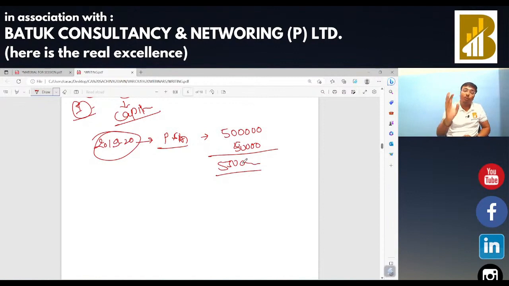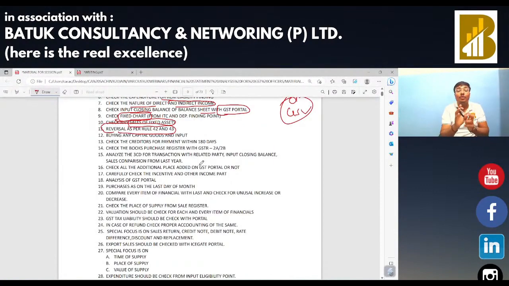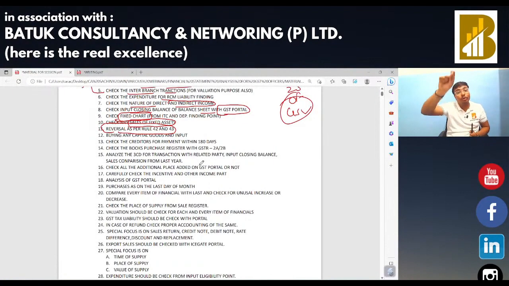Okay, 5% per quarter or part of the quarter, we need to check the same as per rule number 42 and 43. For more analysis, you can go to the video for rule number 42 and 43. But from the financial statement analysis point of view, you just need to check the fixed assets chart, and if you find any buying and selling in that chart, this is an indication and you need to check whether the GST is paid or not.